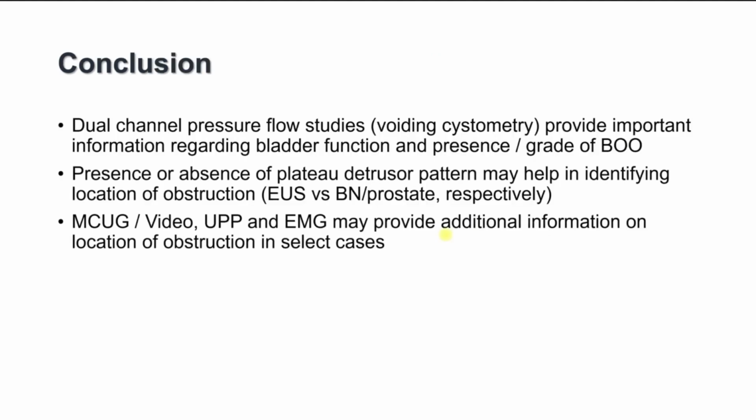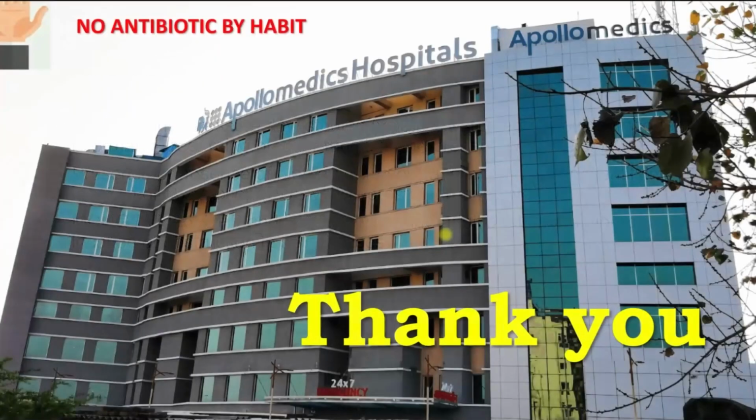So to conclude, dual channel pressure flow studies provide important information regarding bladder function and the presence or grade of obstruction. Detrusor pattern also we can interpret, whether the problem is at the sphincter or not. Now, in some situations, further studies like MCUG or video urodynamics, urethral pressure profile, and EMG may provide additional information on the location of obstruction. So thank you very much. Use urodynamics judiciously and intelligently.